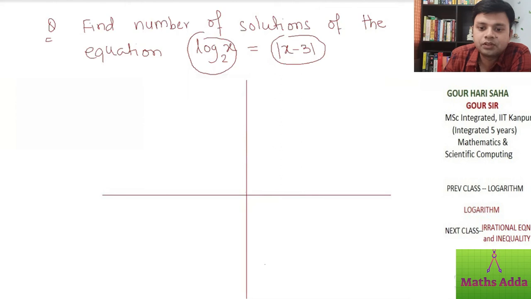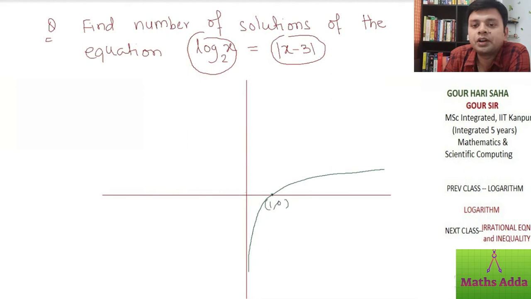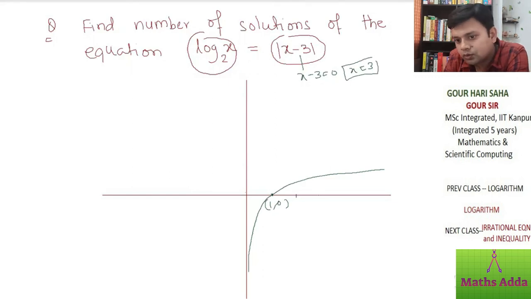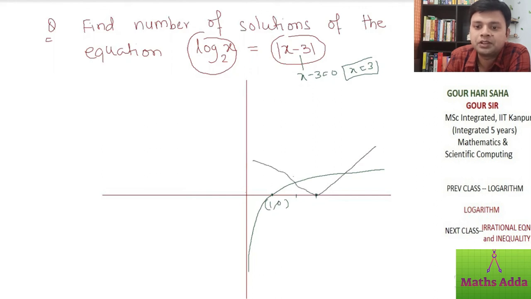Log of x base 2 will look like this one. It intersects the x-axis at (1, 0). And then y is equal to mod x minus 3. Its vertex will be at x minus 3 equal to 0, so x equal to 3. So 1, 2, 3, the vertex will be here. And then it will be V shape like this one and like this one. At how many points? It intersected at 2 points. So its answer is 2 solutions.